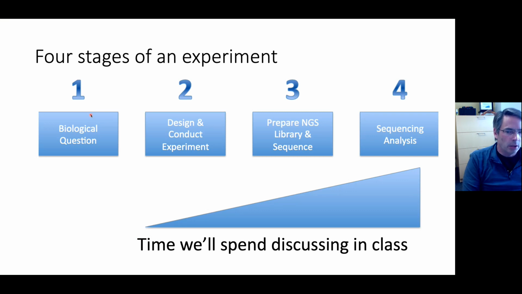If you're talking about a sequencing project, you can break it up into four phases. First, identifying the biological question. All of these are important. Once you have that question, designing and conducting the experiment. So what kind of sequencing are you going to do?